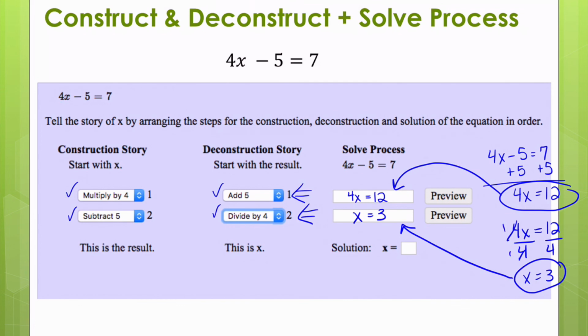Again, I know it might seem a little bit redundant because you're also entering this 3 into the solution box right there, but that's exactly what MathAS wants you to enter in order to get the full points.